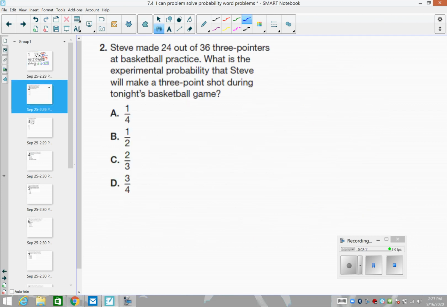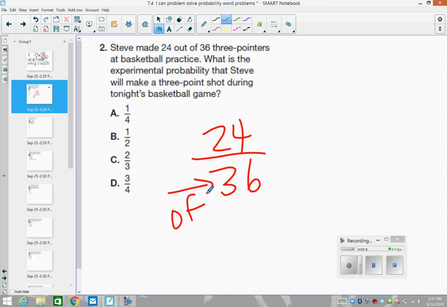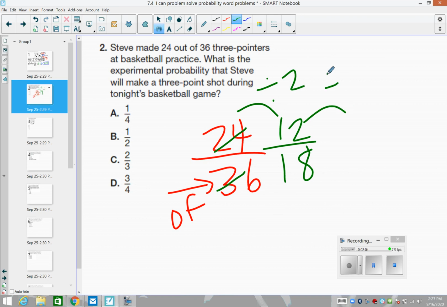All right, moving on to the next problem. Steve made 24 out of 36 three-pointers. Wow, that's pretty good. Out of, so there's our "out of." What is the experimental probability that Steve will make a three-point shot during tonight's basketball game? So really, we're just talking about what's his probability. We're going to reduce this, looking at any factor. I could cut those both in half, dividing by 2 top and bottom. I could divide by 2 again, which would give me 6/9.